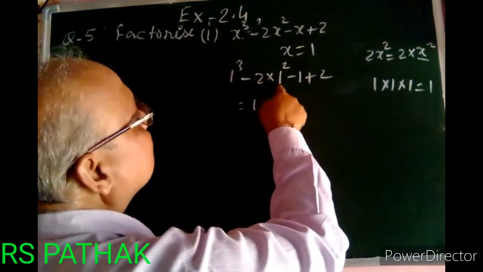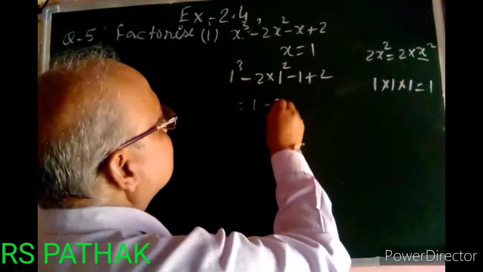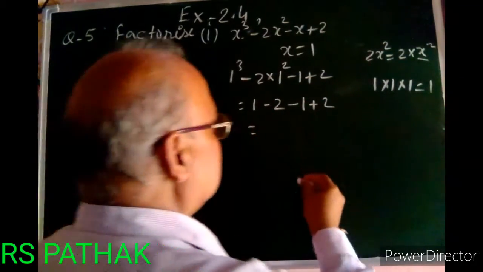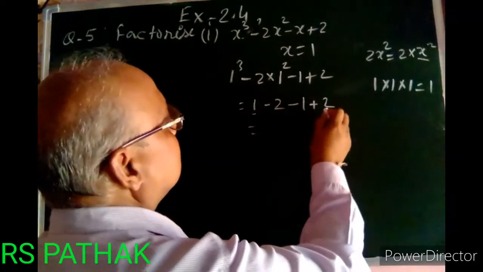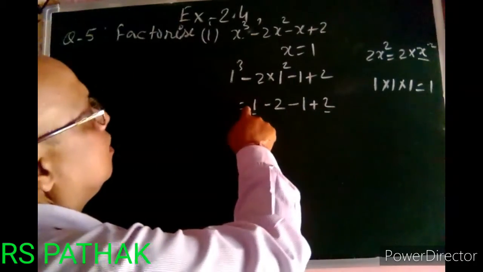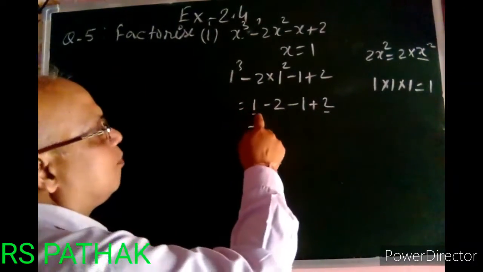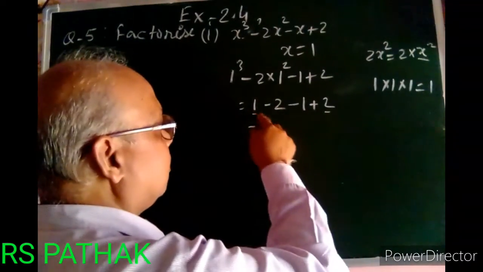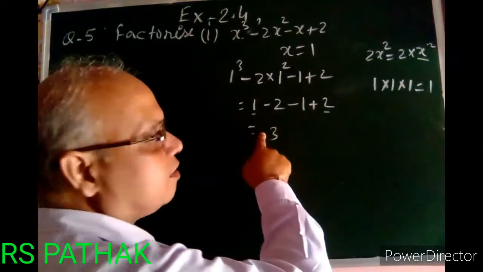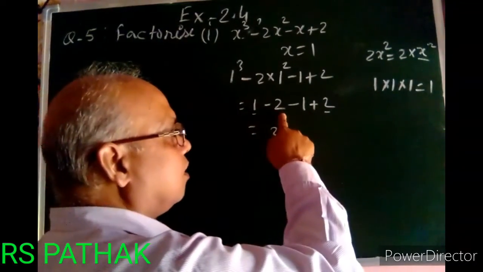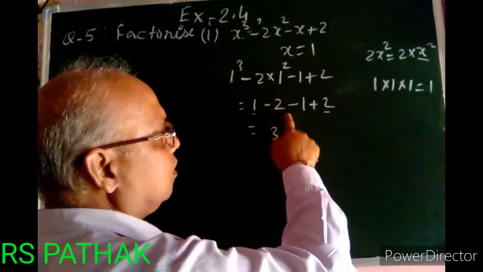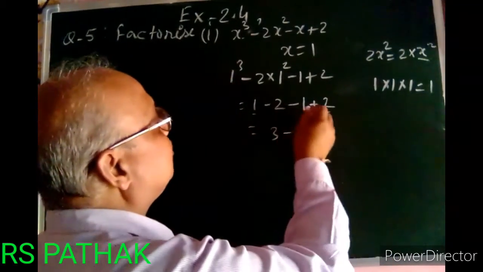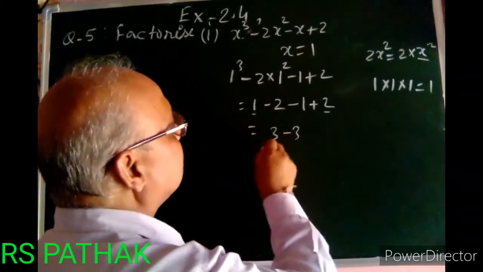Minus 2 into 1 square is 1. 2 into 1 means 2. Minus 1 plus 2. Here 1 is positive, 2 is positive. Before 1, there is a positive sign. Positive numbers are added with a positive sign. Plus 1 plus 2 means plus 3. The plus sign is not written. Minus 2 and minus 1 will be added with a minus sign. The sign will be negative, but they will be added. 2 and 1 means 3. The result is 0.